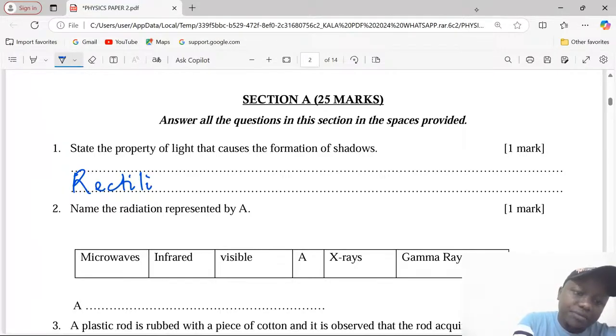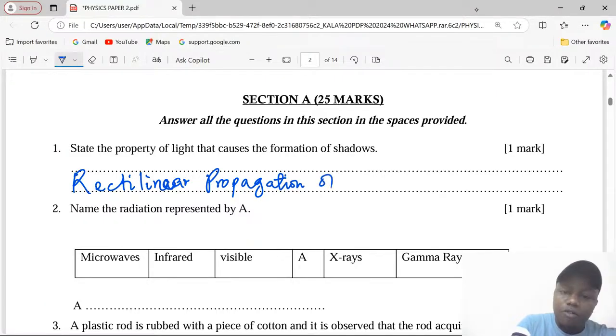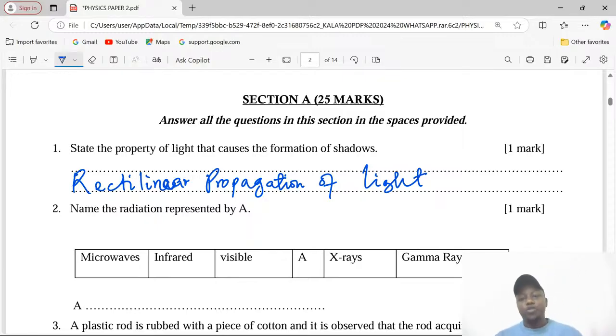The rectilinear propagation of light. This is the property, rectilinear propagation of light. You can just say that it is the ability of light to travel in straight lines. It is the factor or the property of light which enables it to form shadows whenever objects cross its path.